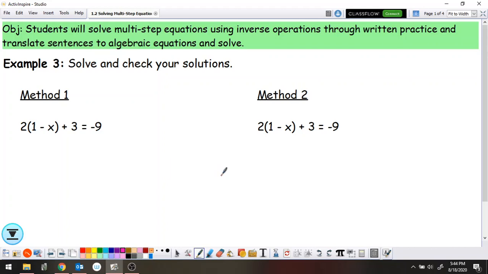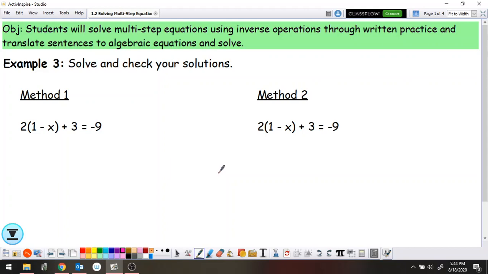Now it doesn't mean that there are two specific types of methods that can be used. What I'm going to show you is that when it comes to multi-step equations, there's not necessarily one specific way to solve every single equation. We can solve many equations more than one way and ultimately get the same result. So I'm just going to show you that with these two equations, I can solve them different ways and end up with the same result.